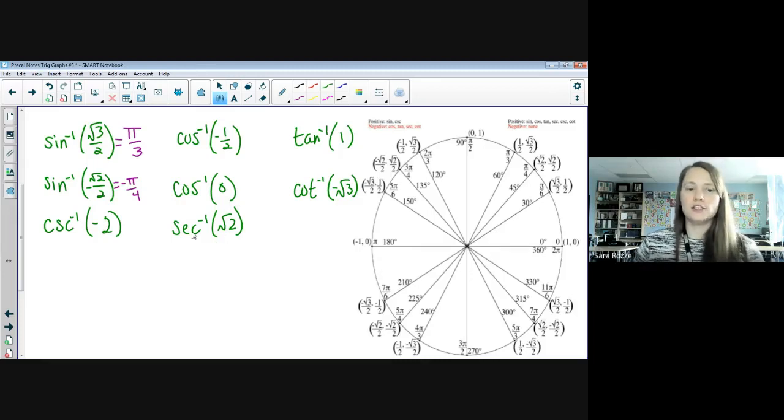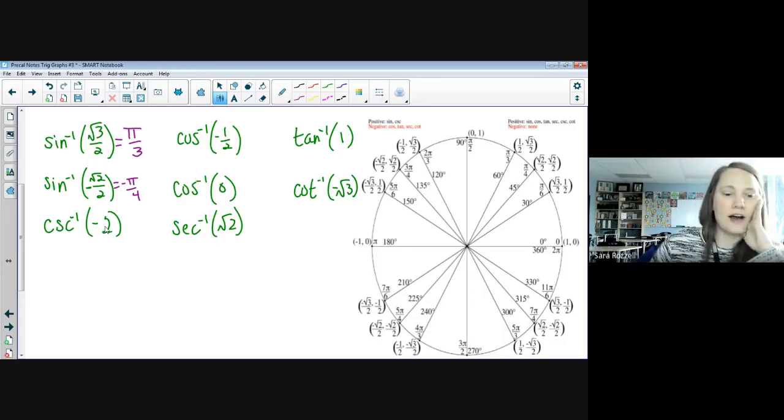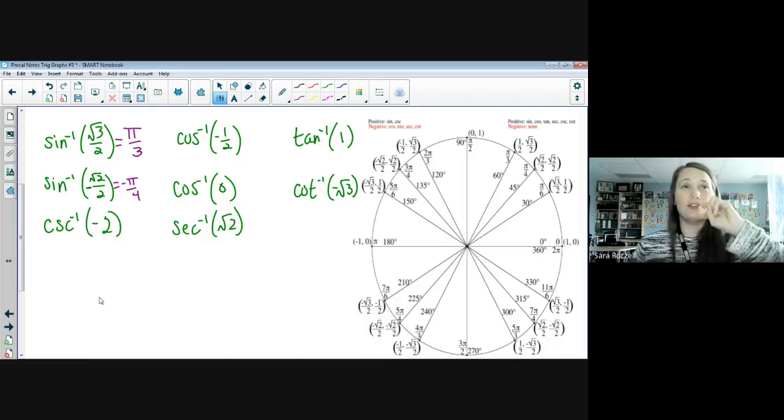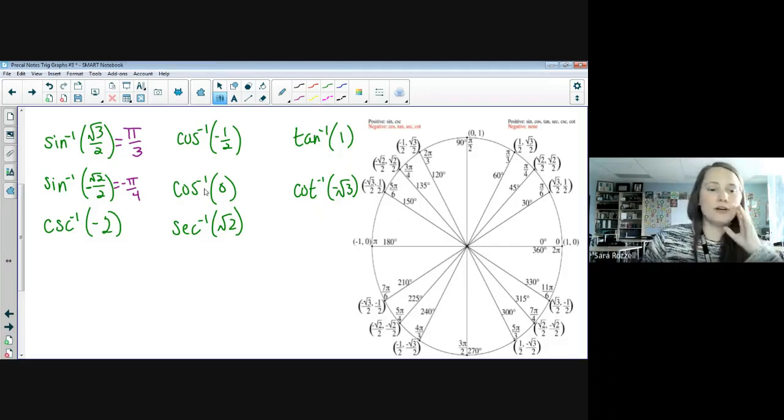So there are two ways that you can approach cosecant problems and also secant problems, and I'll show you both, and you can see which one you like better, okay? This is how I do these problems. I write it out, and I flip it first, and then I find where the sine equals that, because if cosecant is negative 2, then sine is the reciprocal.